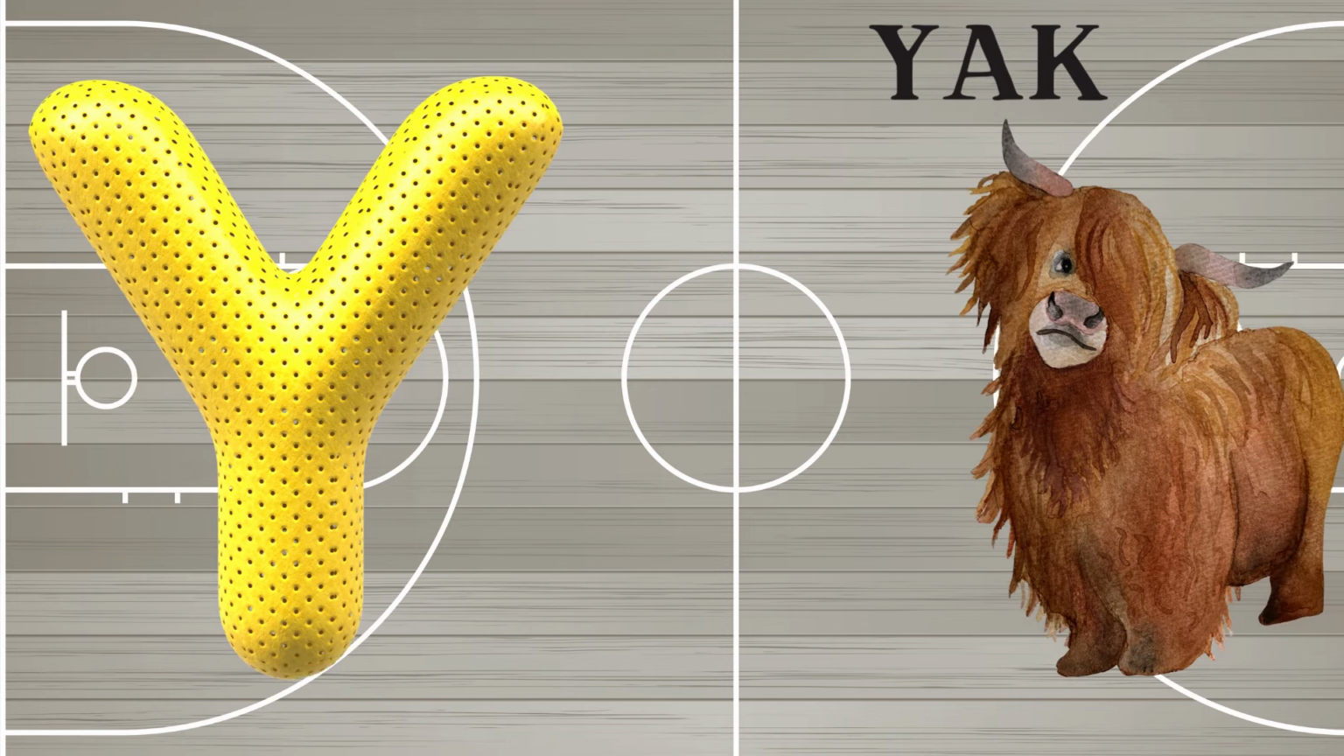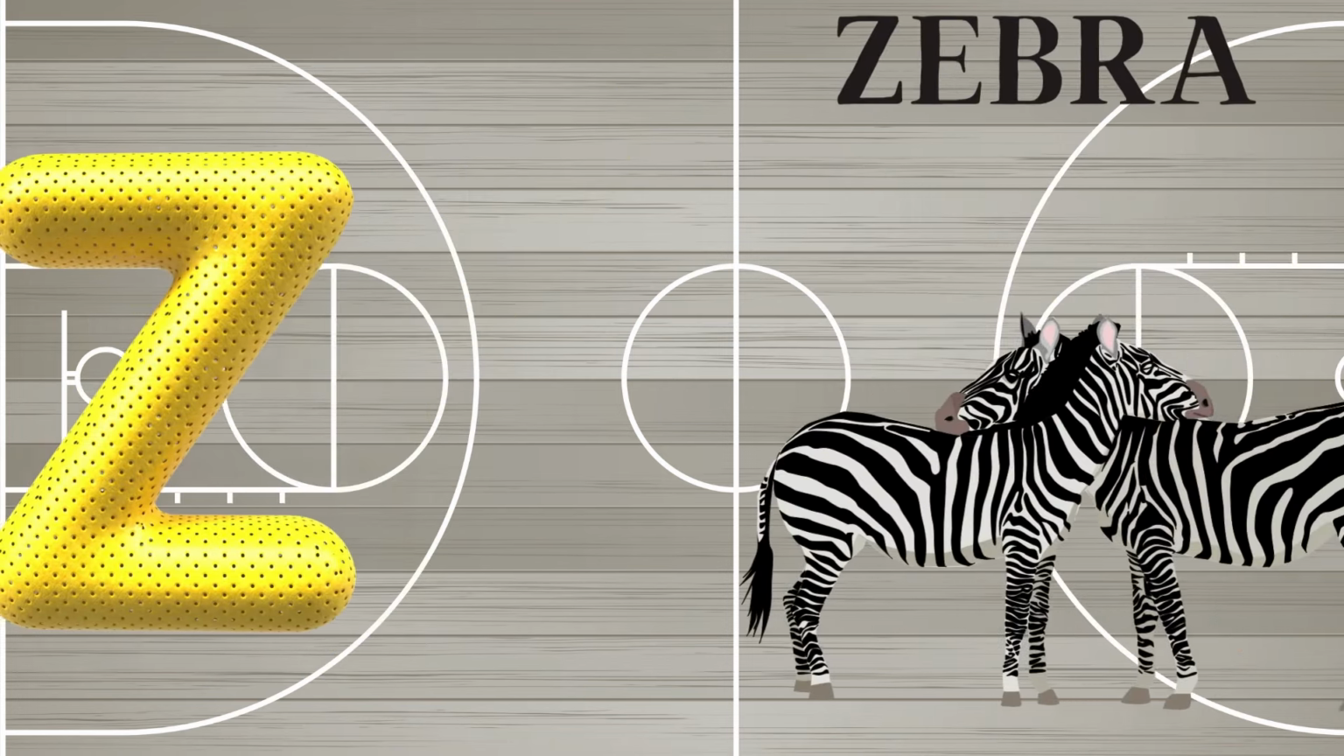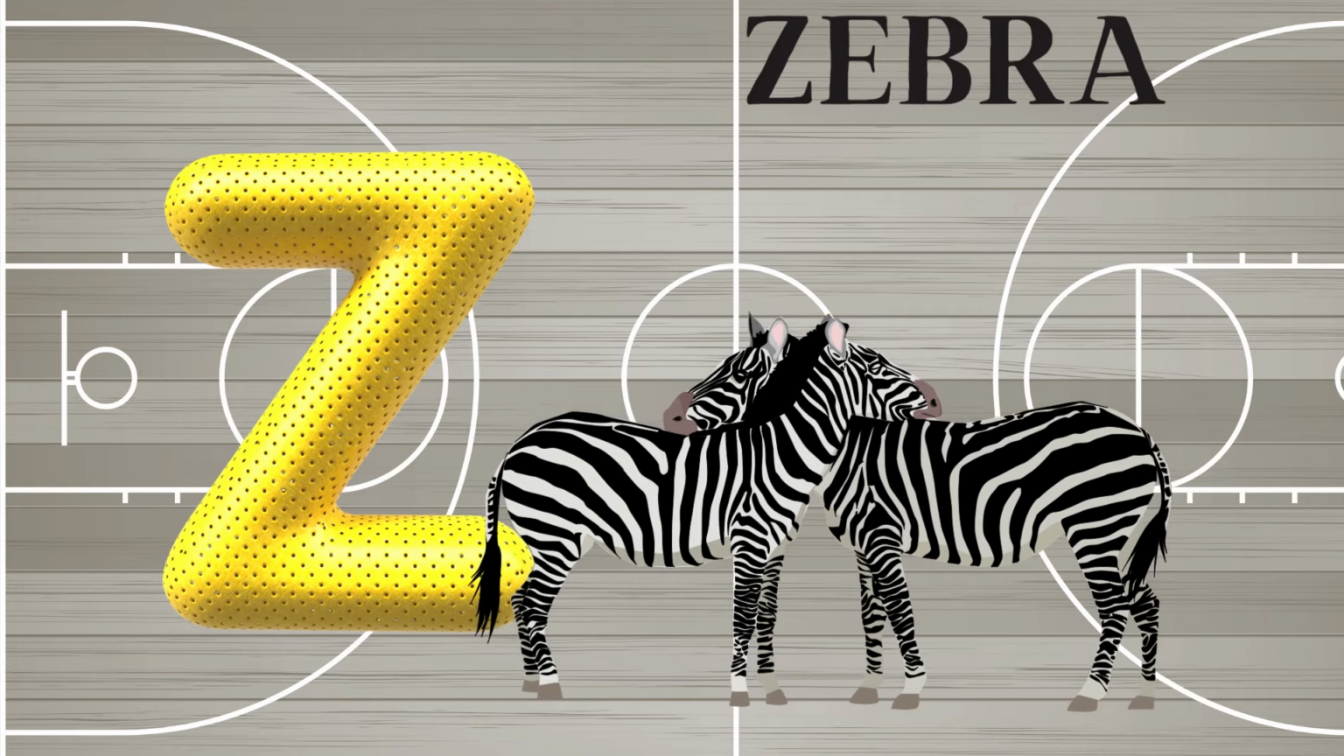Y is for yak. Yak. Z is for zebra. Zebra.